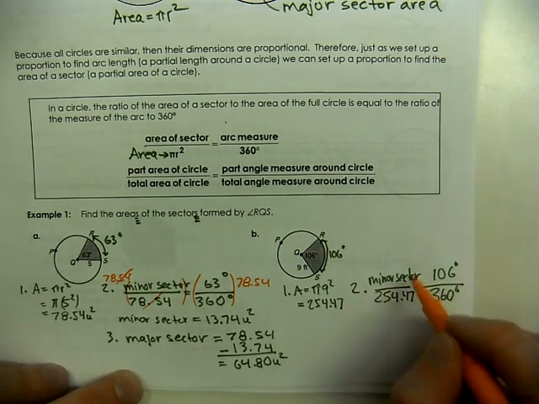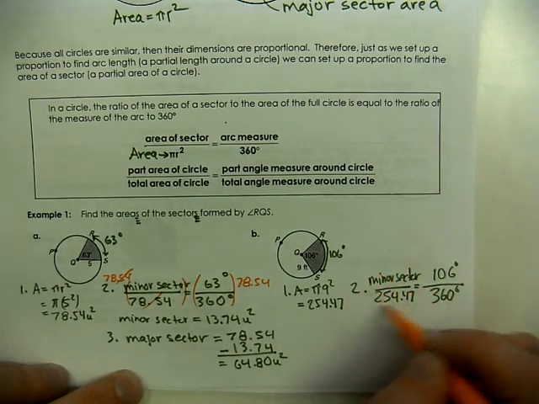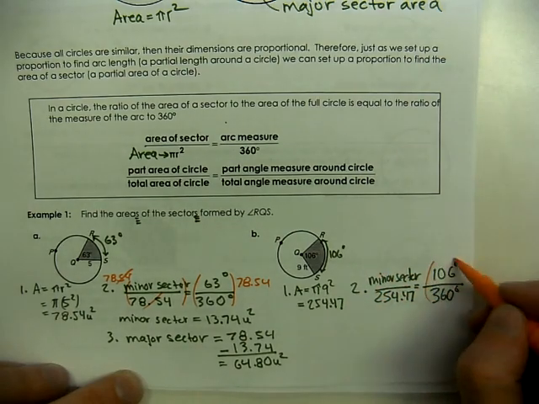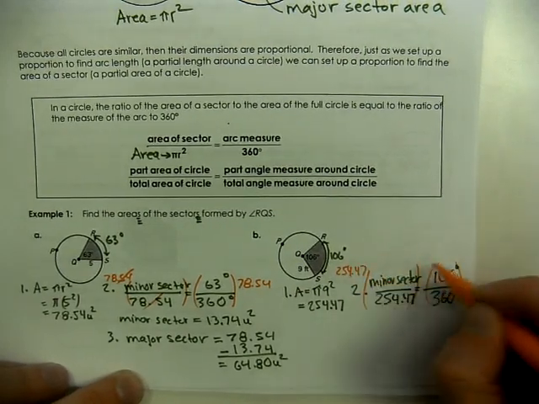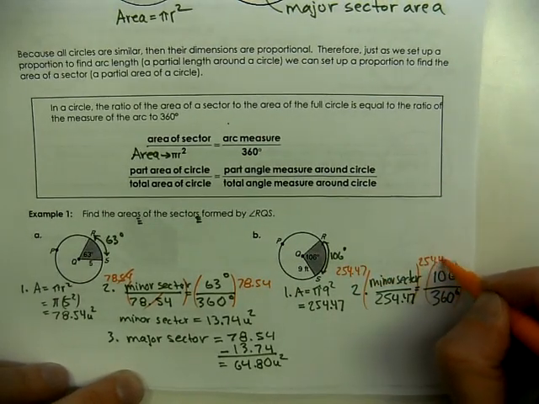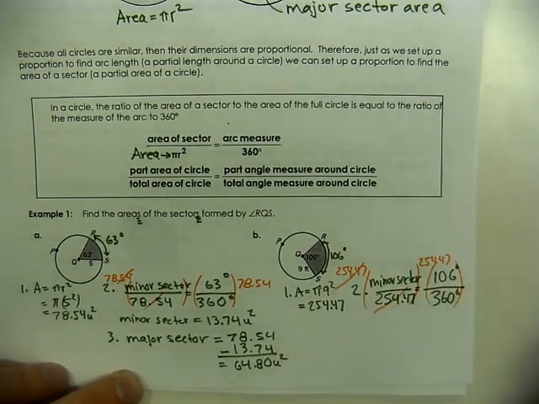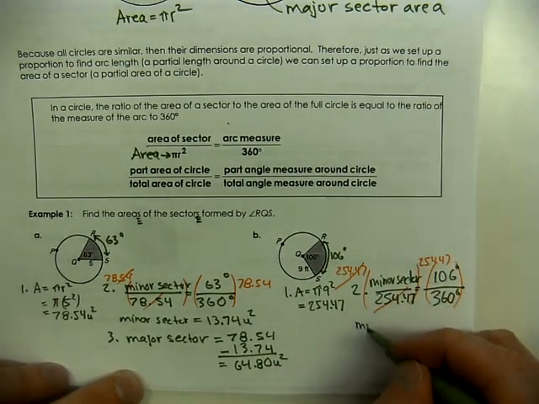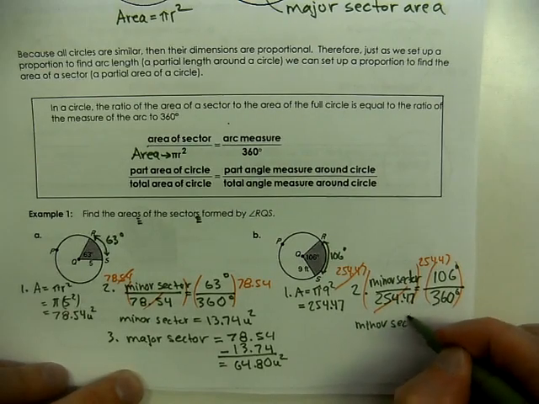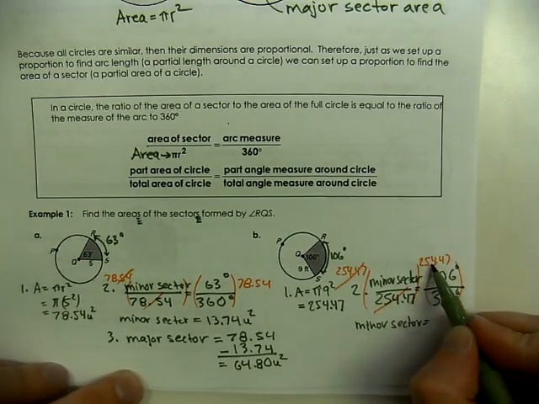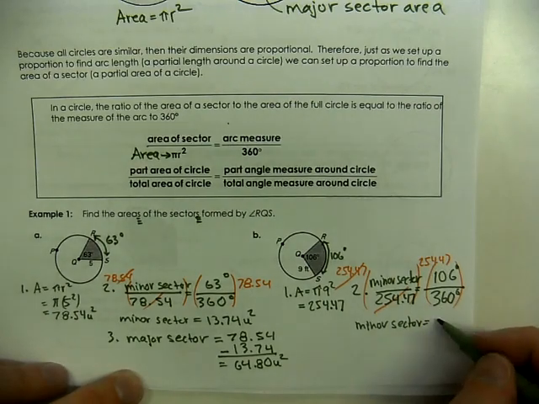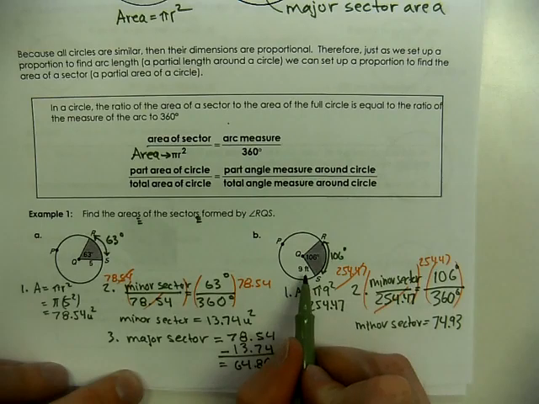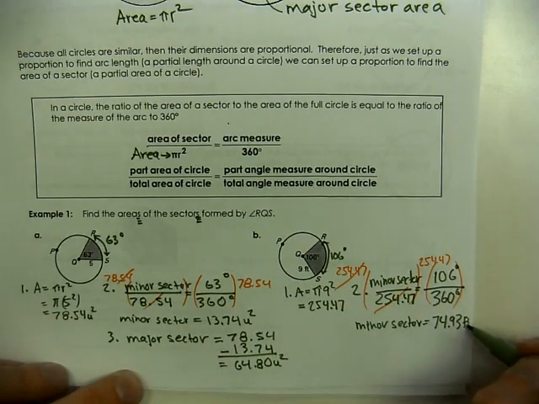So again, here is the variable. We want to multiply both sides by the 254.47. I'm running out of room there, so it's a little bit crunched on the right-hand side. So we will have 254.47 times the 106, all of that divided by the 360. And this is the area, 74.93. Now, the units here are feet, so that means our area is feet squared.